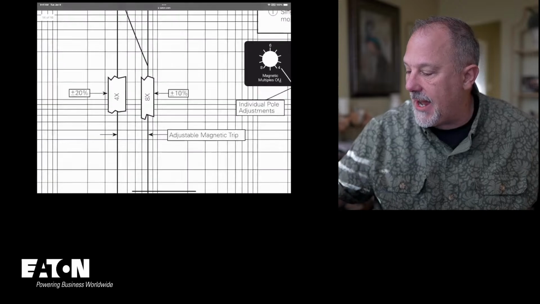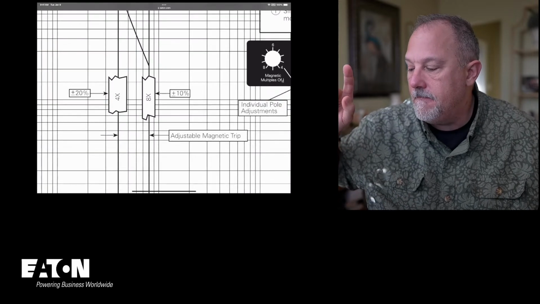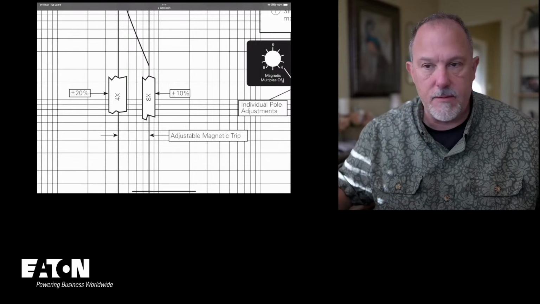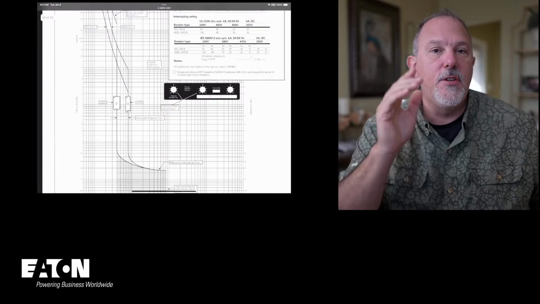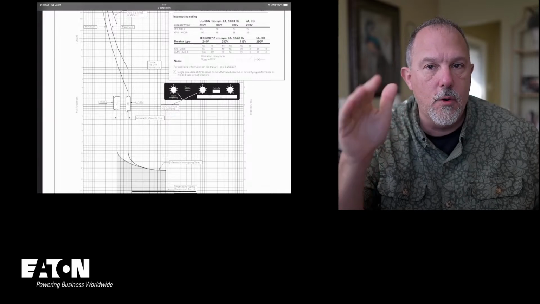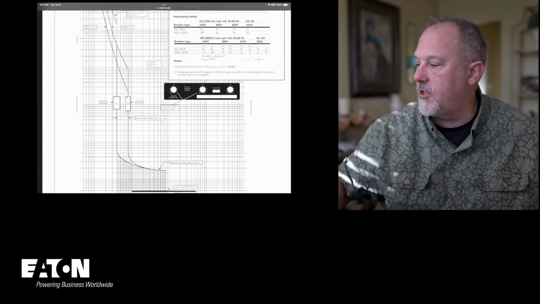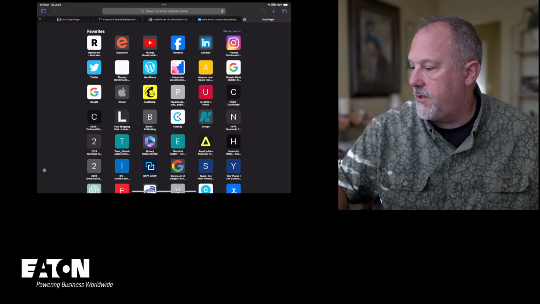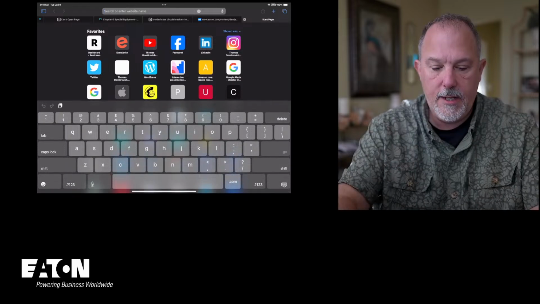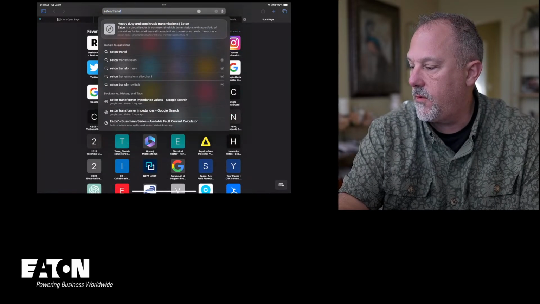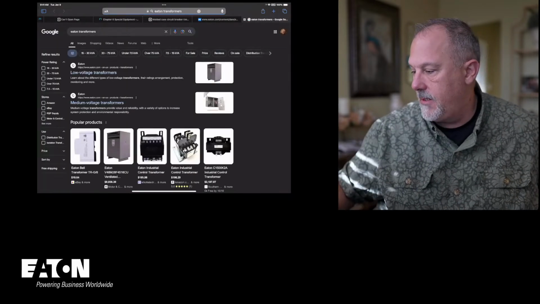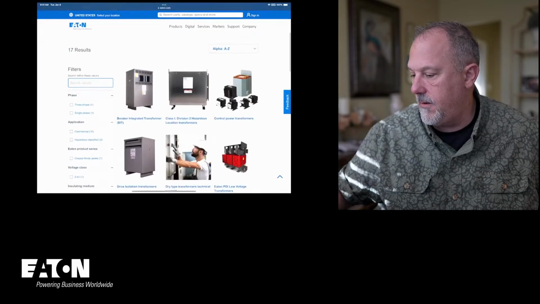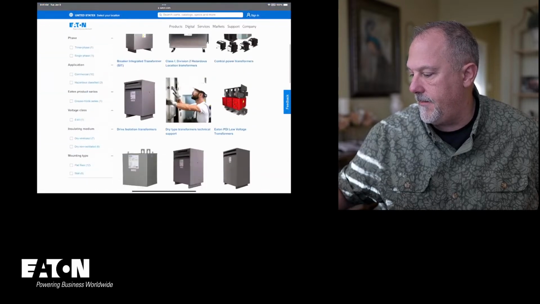This tells me that I can adjust my instantaneous from 4 times to 8 times. And what I'm going to plan on doing is using 4 times. Now, what's the inrush current on a transformer? Let's do Eaton transformers. Low voltage transformers. I had a catalog, remember?